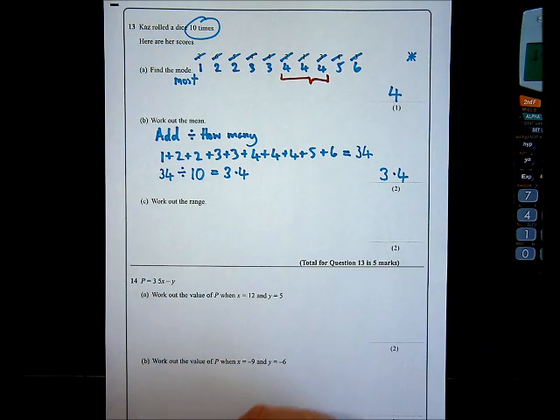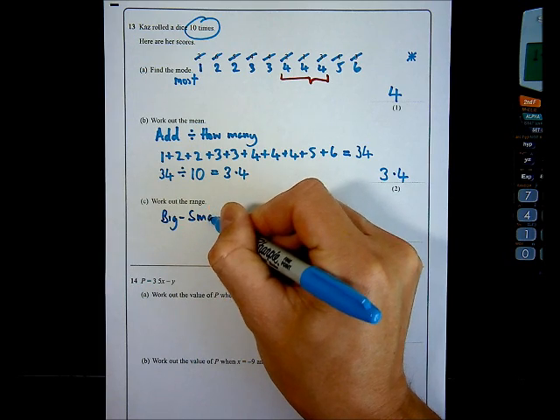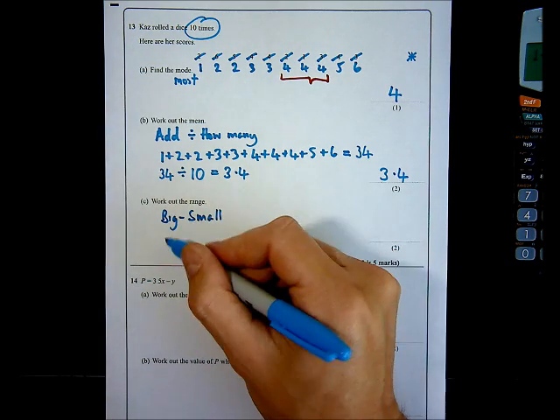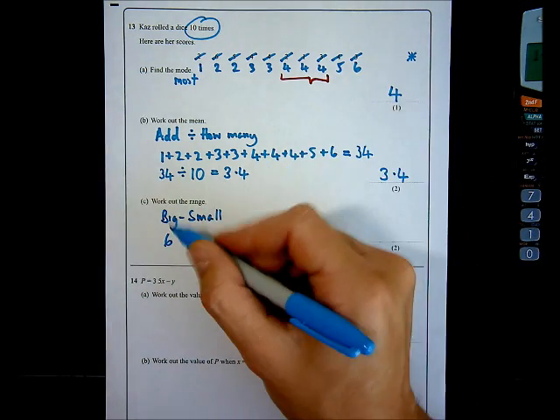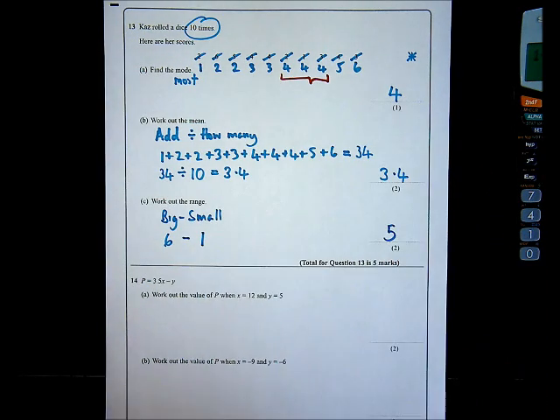In part C, I'm asked to work out the range. And the range is the biggest number, take the smallest number. So the biggest number is 6, and I can see that in my list here. The smallest number is 1. 6 take 1 will be 5.